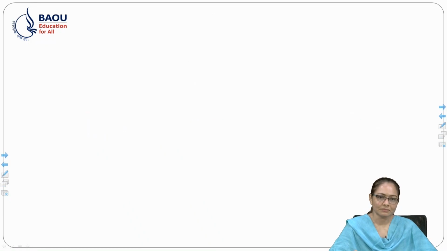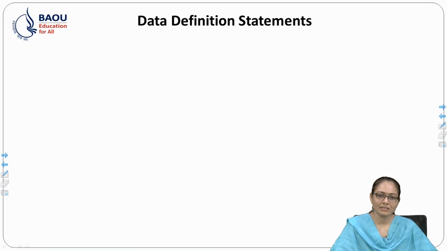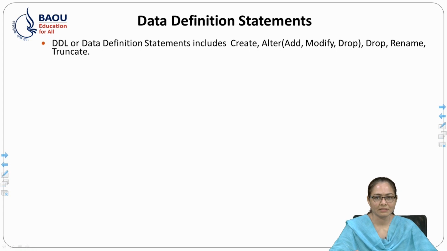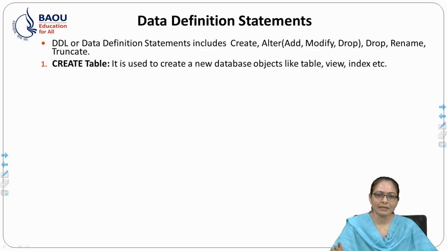Now the next one is the data definition statements. The data definition statement of SQL is used to create the different database objects. Object means tables, views, index, etc. and manage those objects. It includes the structure related commands like create the table, alter with add columns, modify columns and drop the columns. Then drop the table commands, rename and truncate the commands.